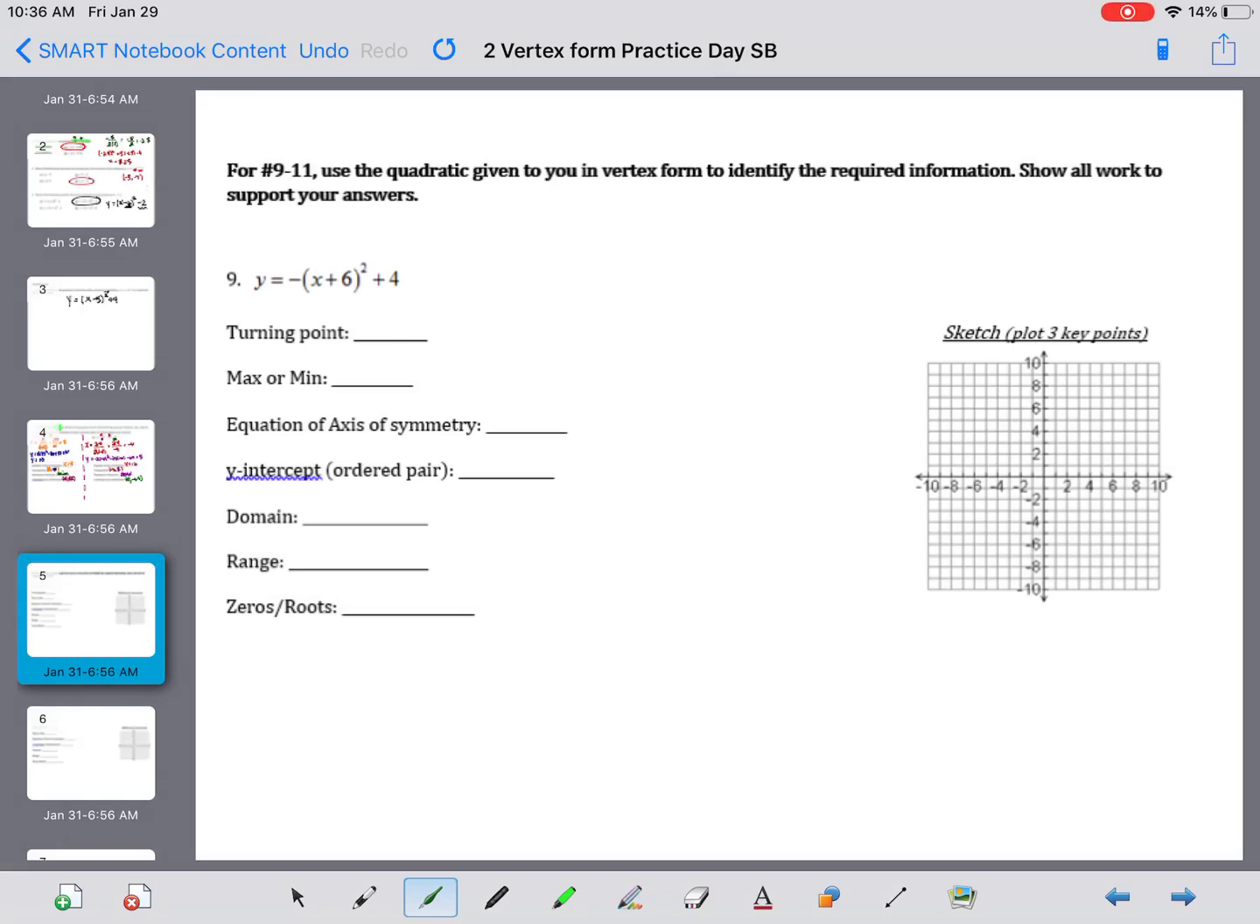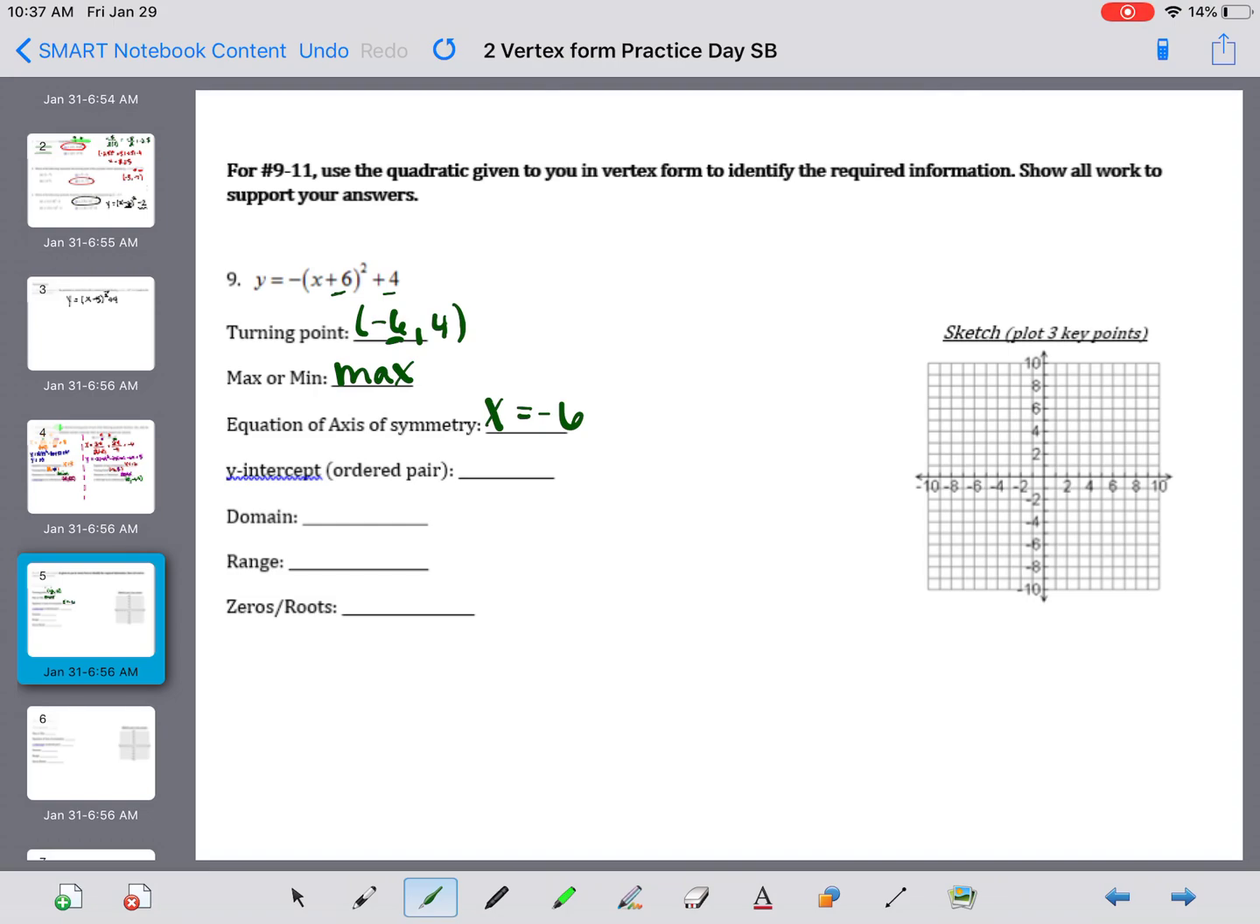So we take a look at 9. We're going to use this equation to answer the following. We're going to find the turning point, and the turning point is negative 6, 4. Again, this changes, that stays the same. It is a max. The equation of the axis of symmetry is just x equals negative 6, so whatever the x value of your vertex is.